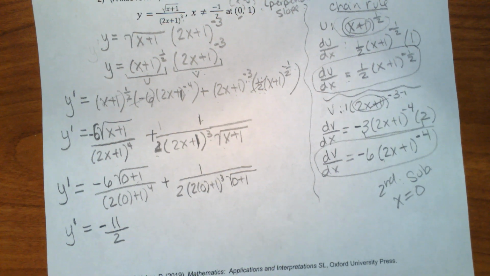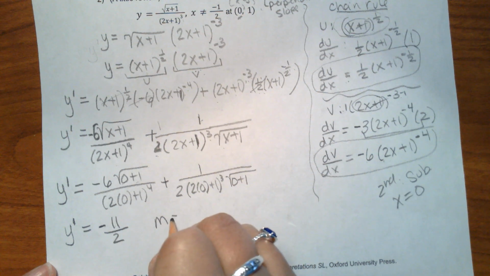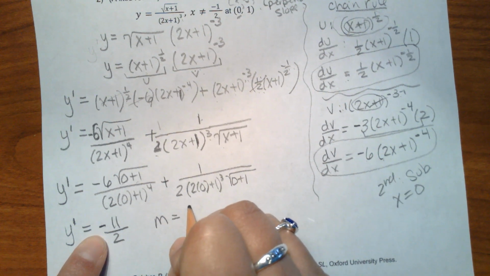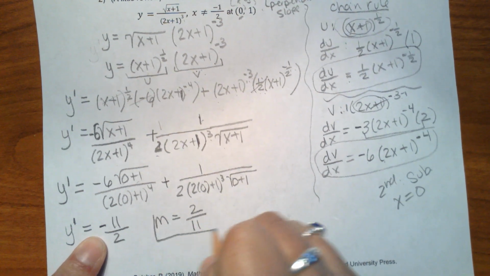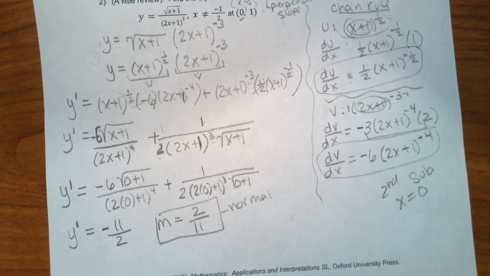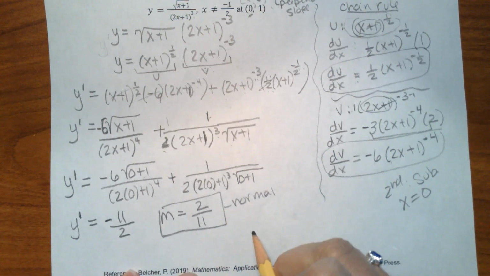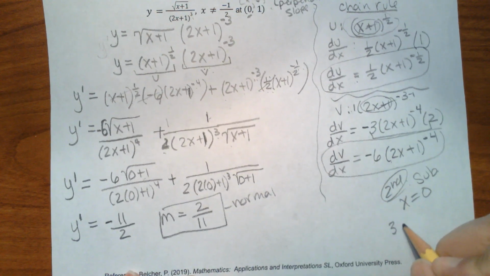The reason why I kept this in a fraction is because I need the perpendicular slope. So the slope that we're going to use is going to be positive, and then I'm going to flip it: 2 over 11. So this is the normal to the curve, okay? So we had to flip this. One more step, and that is going to be for number 3.